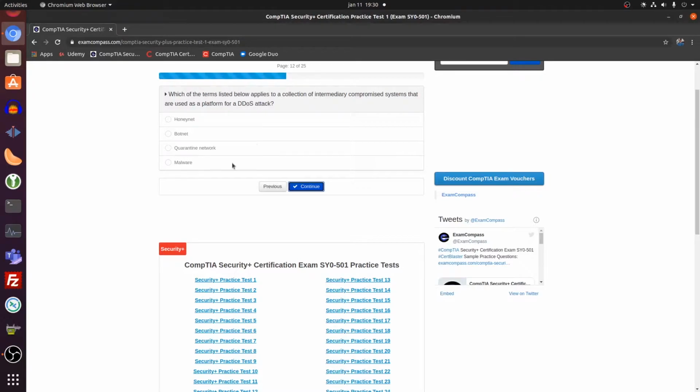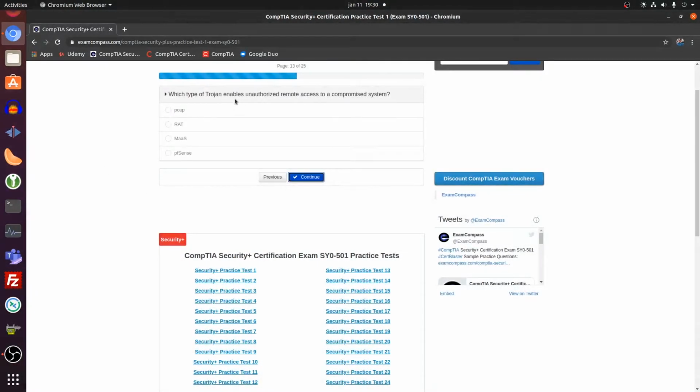Continue. Which of the terms listed below applies to a collection of intermediary compromised systems that are used as a platform for DDoS attack? A botnet. So multiple bots is a botnet, and let's say for instance you have 100 computers and they all start sending data to a website. You make sure that the web server can't take all those requests anymore, so it's a denial of service attack. So a botnet.